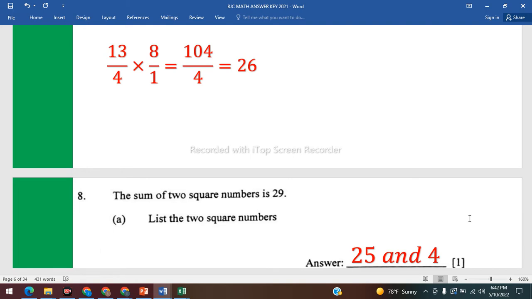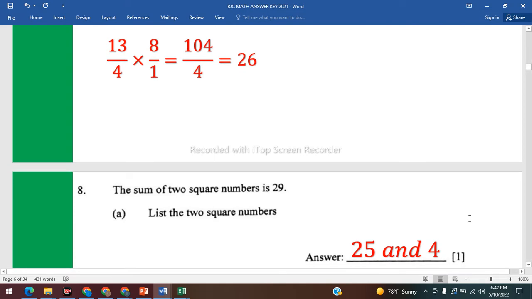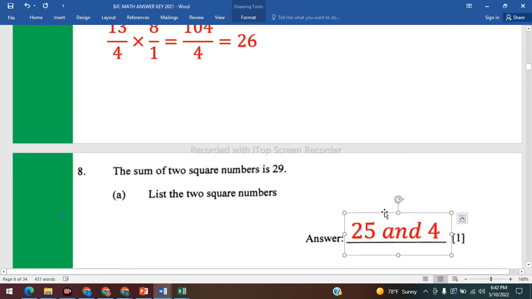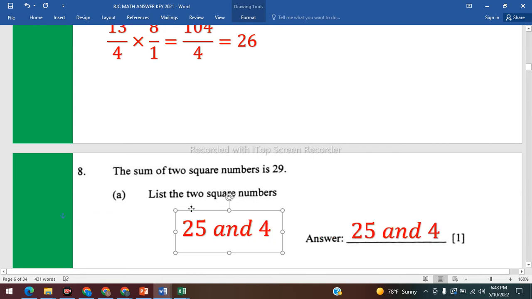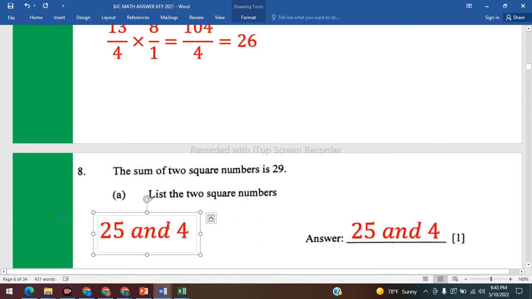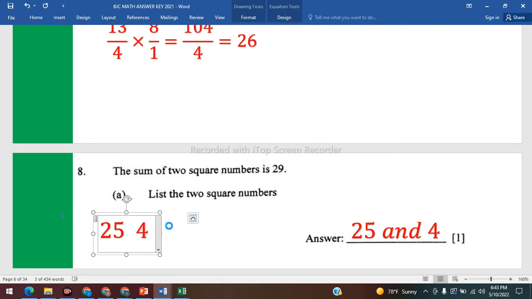Oh, I get the question. It said the sum of two square numbers. It's the way they worded it. Wait, hold on. They want us to add? Yes. We been thinking adding, but I didn't know what to add. You're supposed to say what two numbers make up 29, and these are square numbers. Aren't 25 and 4 square numbers? So that's a trick question. They tried to swing us. I thought I would get that easy.